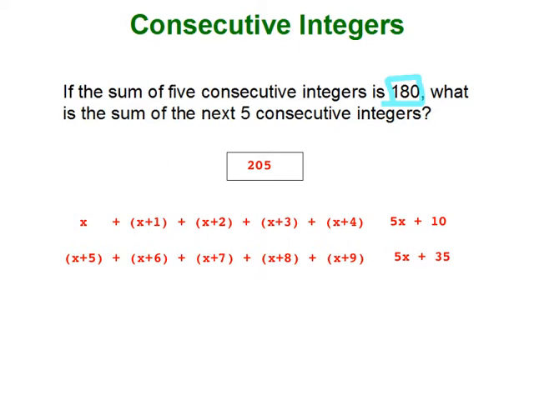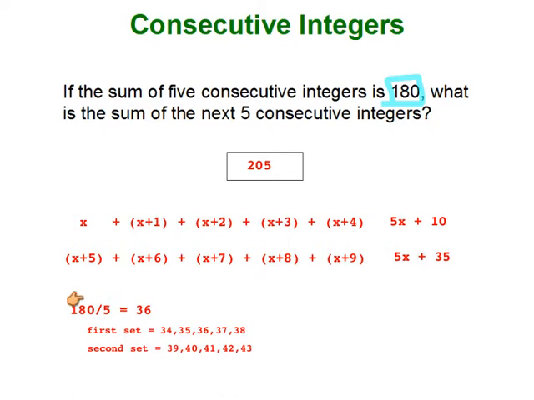Another way to do this is by using means. And of course, means and medians are equal in evenly spaced series. So when we know we have an evenly spaced series like consecutive numbers, another way to do the problem is to simply take 180 and divide it by 5. This gives us the mean, and in consecutive series, the mean is equal to the median. So it also gives us the middle number of the first series of 5 numbers. And that middle number is 36.